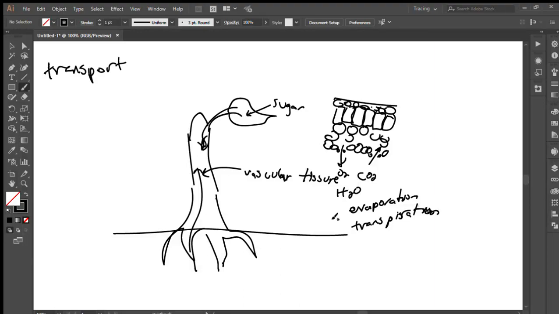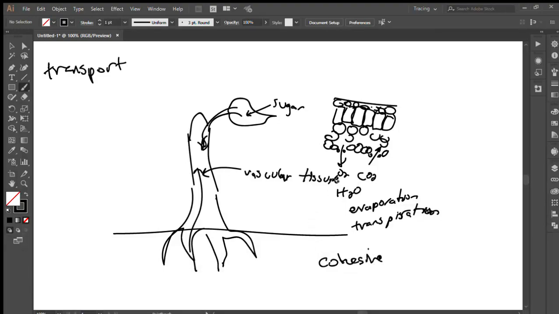Now what's interesting about water is that it's cohesive. That means it sticks to itself. If you put a drop of water on the table, you notice it doesn't flatten out nice and flat. It's a bubble because water has surface tension. It clings to itself through hydrogen bonding.